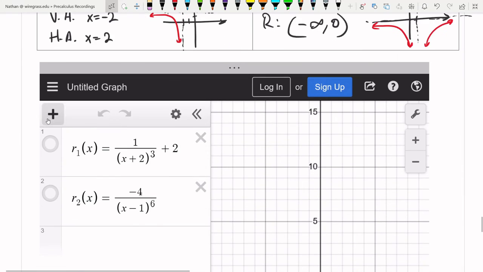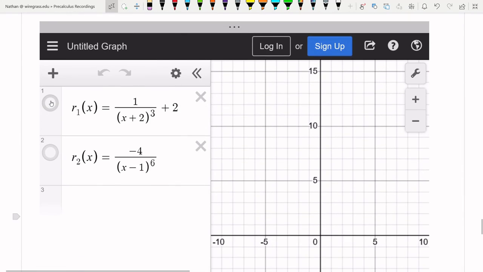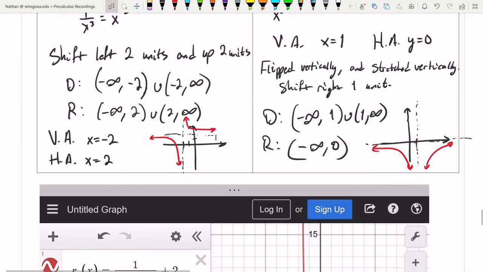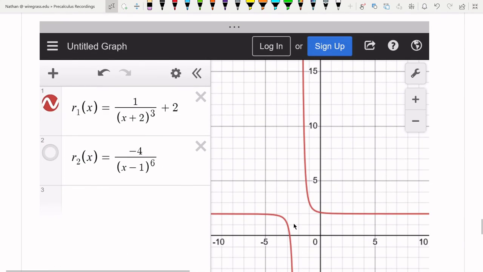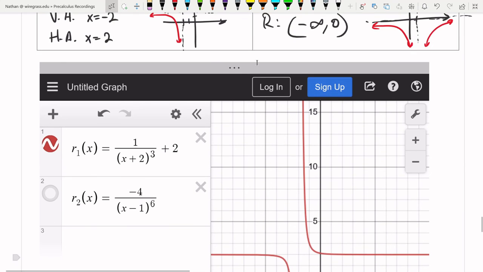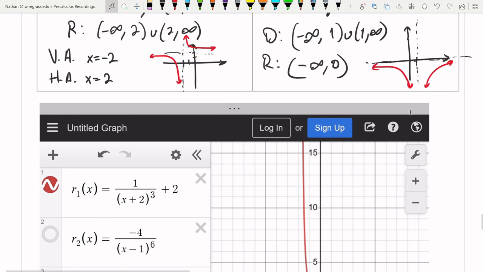Okay, let's graph this on Desmos and see if I'm accurate. So R1 of x, that was this one here. You can see it's been shifted to the left and up. And we have y equal to 2 being the horizontal asymptote, x equal to negative 2 as the vertical one. And that was just about what my estimation was.